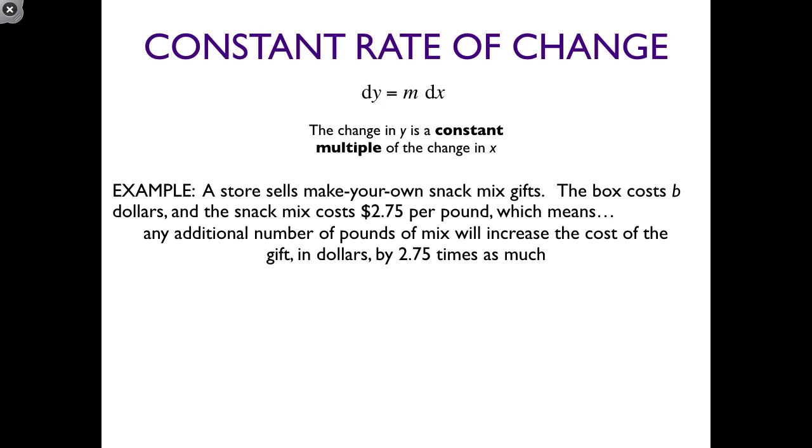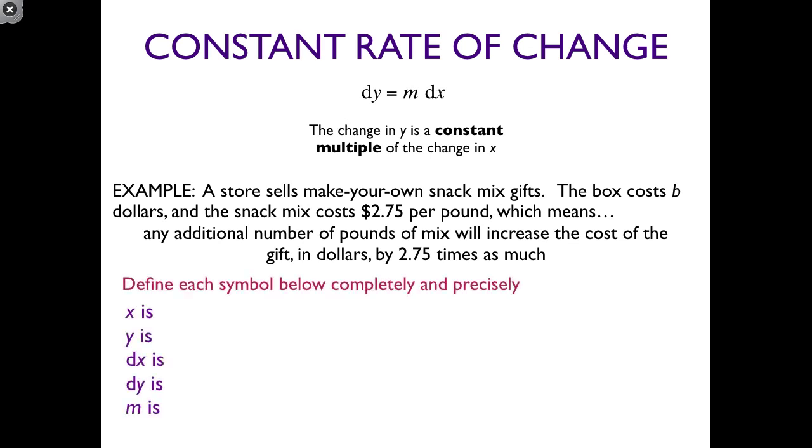But all right, let's take a look at defining some variables for a particular problem then. So if I say that X is the number of pounds of mix in this gift box, like I'm buying a gift and I've put in X pounds of mix, what would the meaning of Y be if Y is the other variable in this relation? Like I've got dy equals m dx. If I've defined this X here, I know kind of what Y has to be. How could we define what Y is?